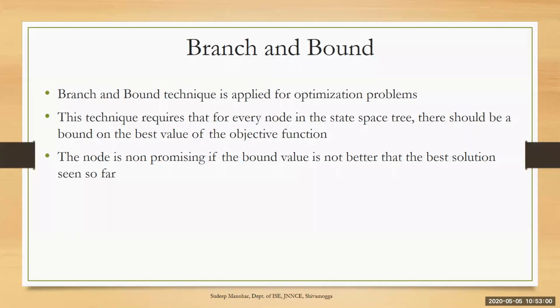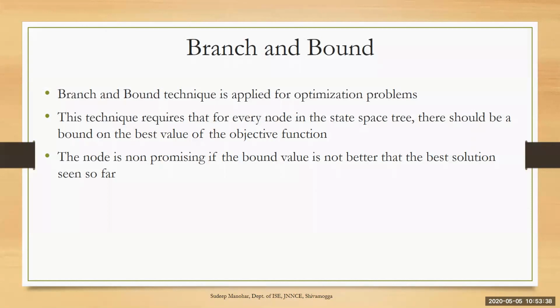Points related with branch and bound. Branch and bound technique is applied for optimization problems. So here, once again, the optimization comes into picture. So we have learned this in a greedy method. Greedy method is used to solve the optimization problems. The optimization problem may be either maximization problem or minimization problem. Some problems need the optimal value to be a minimum one. Some problem needs the optimal value to be a maximum one. So it depends on the problem.